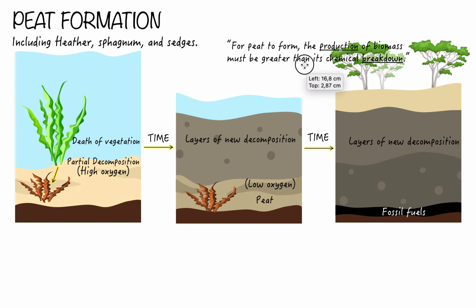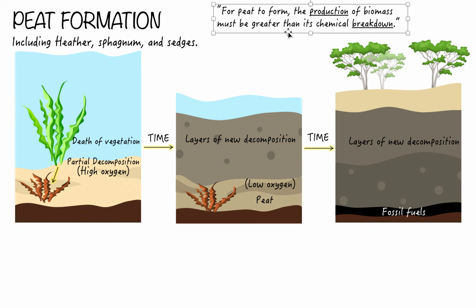So overall, we need to know that for peat to form, the production of biomass must be greater than its breakdown, and that makes sense. Remember, it gets decomposed. When it gets too low, there's low oxygen, so it doesn't get decomposed anymore, so layers start forming, layers and layers, because we can't break it down anymore. That is peat.